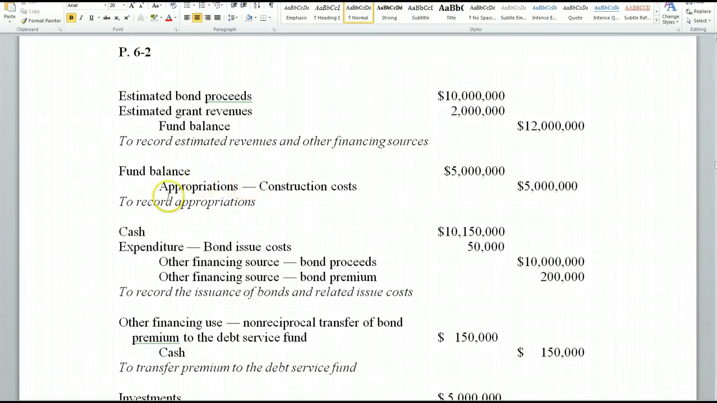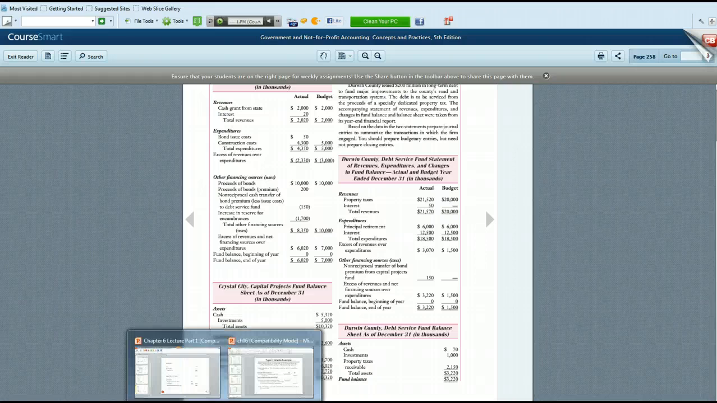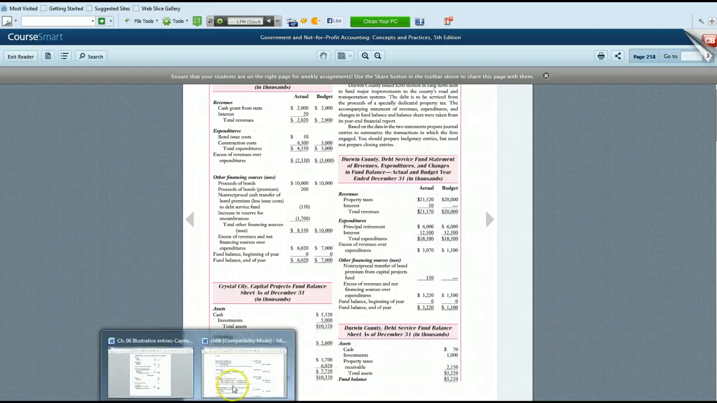Then from there, we show appropriations of $5 million. Again, if we look back on the financial statements, we see that we budgeted for construction cost of $5 million, which would be part of those important budgetary entries.